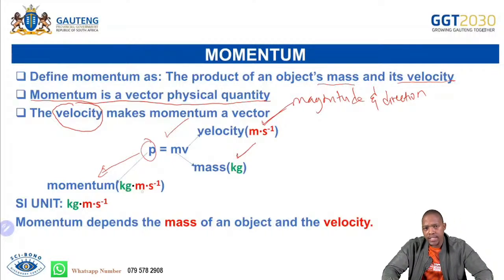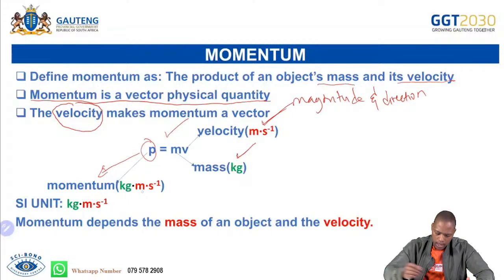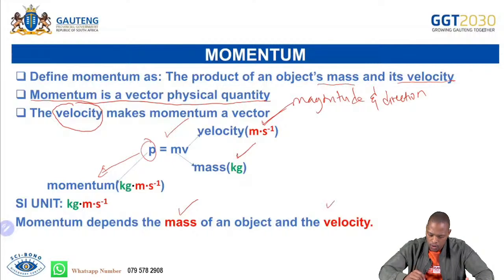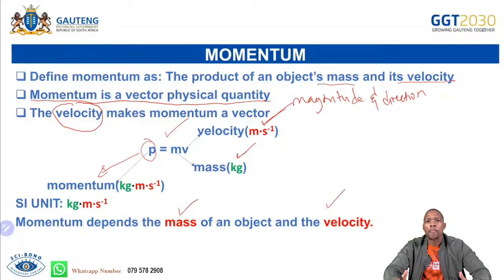So by looking at the definition of momentum, right, and looking at the mathematical representation of momentum, it tells us that momentum depends on two things. What are these two things? It depends on the mass of the object and it depends on the velocity of the object. Okay, so that would be the formal explanation of what momentum is.